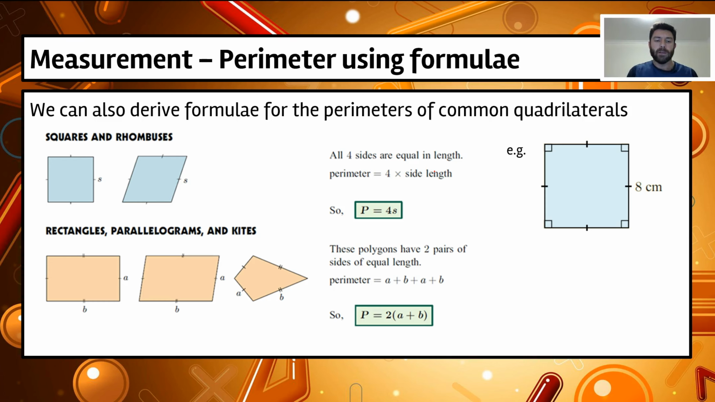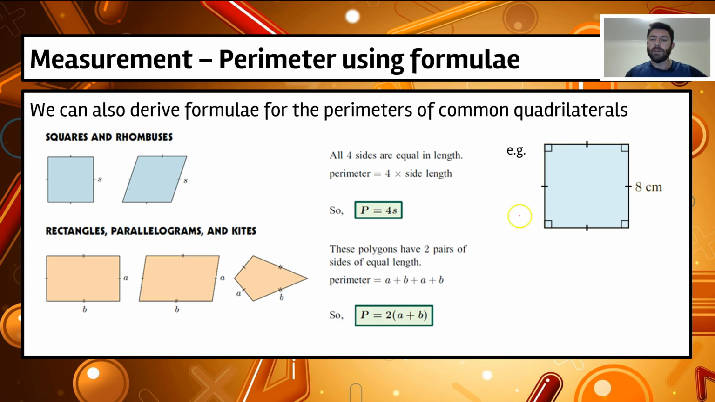It's the same with rectangles, parallelograms and kites. They have two pairs of sides with equal length. Here we've got A and B, so A and A, B and B. The formula is A plus B plus A plus B, or if we simplify that, 2 lots of A plus B. So we can calculate the perimeter with a formula, and use it as a shortcut.